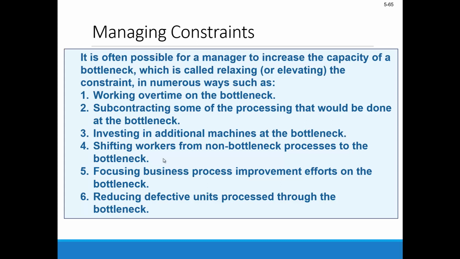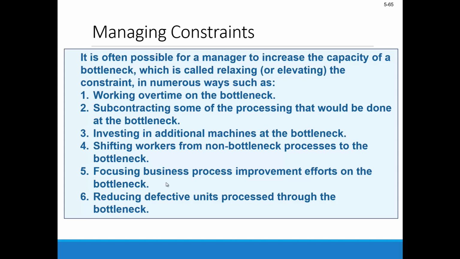We may be able to rearrange or reallocate resources from processes that have excess capacity to ones that are bottlenecks. Maybe we have people who have idle time on another part of the process, and they can hop in and help out at a bottleneck. And then a couple more.